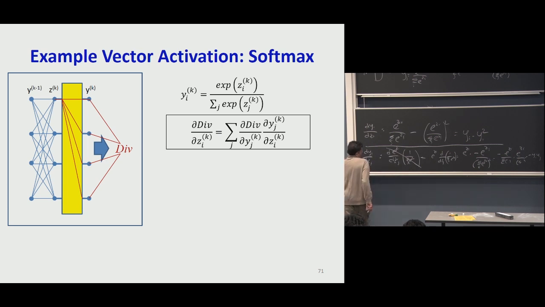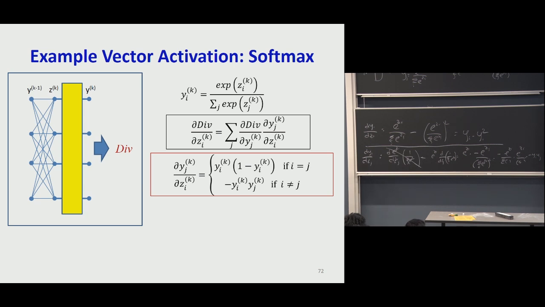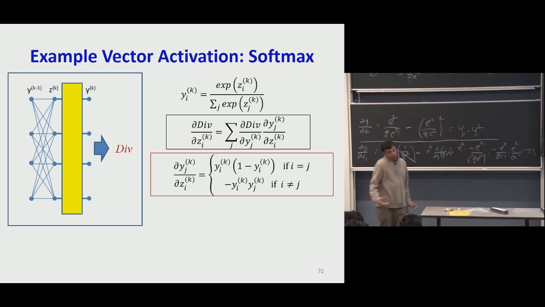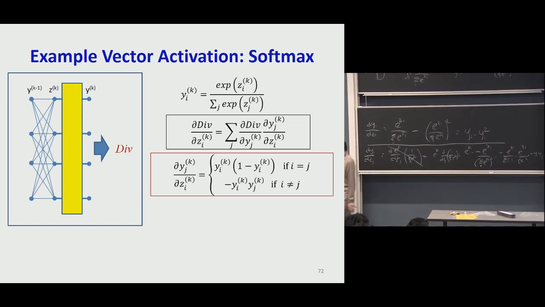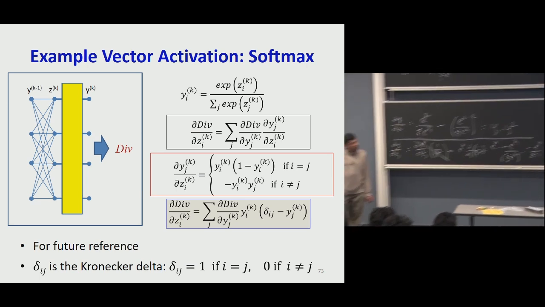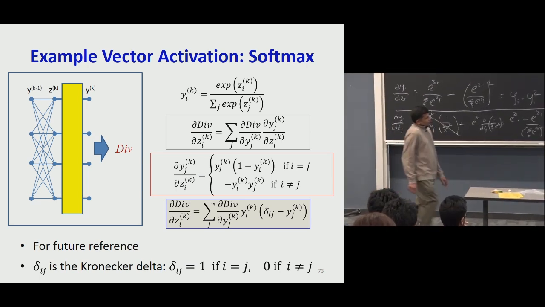And so if you just write it out, here's what it's going to look like. The derivative of any y with respect to a z is going to be yi times 1 minus yi if i equals j, right? And it's going to be minus yi yj if i is not equal to j. We just worked this out, okay? So I can write the derivative of the divergence with respect to any given z now compactly as follows.